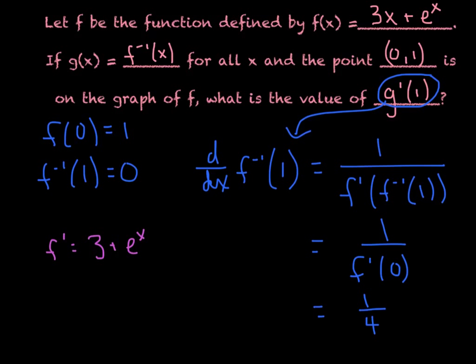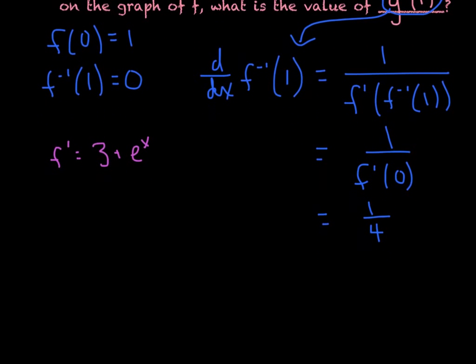What if we tried to write the equation of the line tangent to g at x equals 1? We could certainly do that. And we could say the tangent line is y minus 0 equals 1/4 times the quantity x minus 1. And that would be the equation of the line tangent to f inverse, or tangent to g when x equals 1.